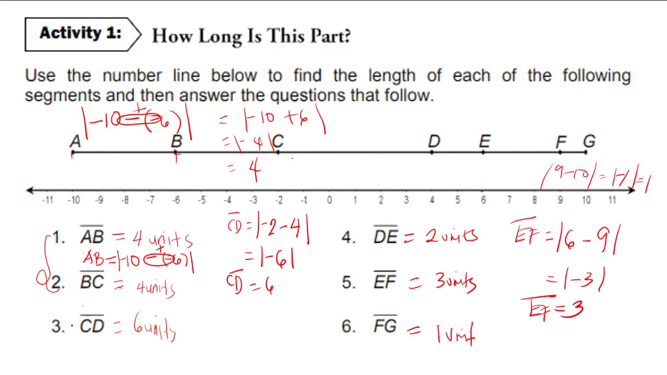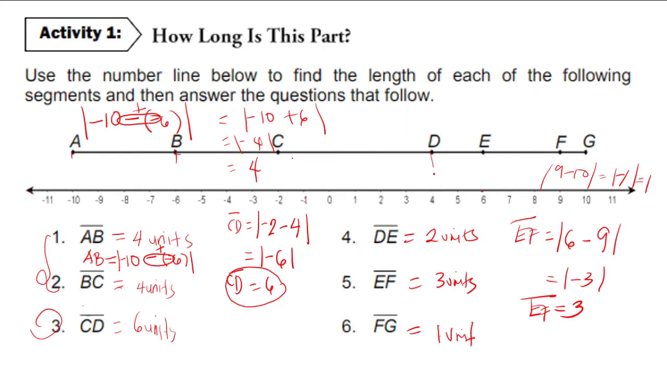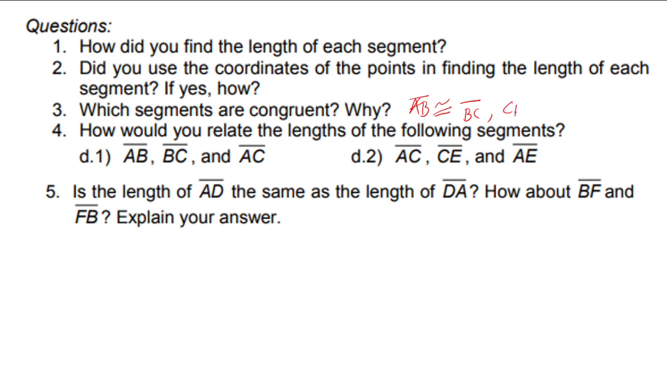And we also have segment CD. Meron bang kapareho sa CD? San pa? So if CD is 6 units, asan pa yung kanyang kaparehong sukat? From point D to point G. Let's see, from point D to point G. Oh, 1, 2, 3, 4, 5, 6. So, CD is congruent to DG, and so on. Reason, because they have the same lengths.